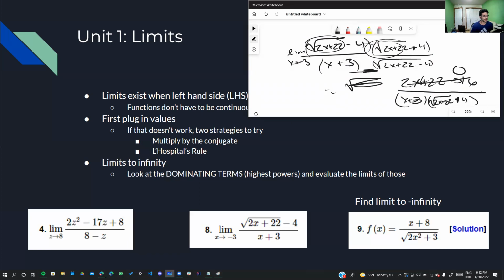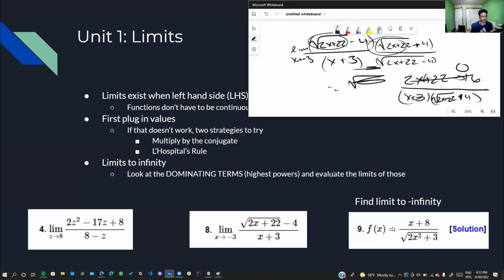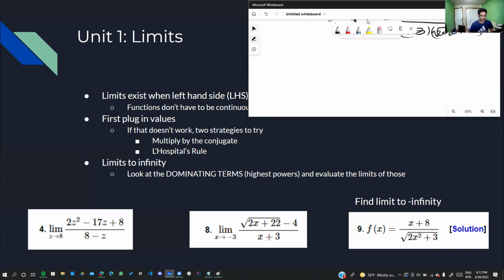And over here on number 9, for example, if we take the limit to infinity, so let's just say the limit as x approaches infinity of x plus 8 over 2 square root of x squared plus 8. In order to do this, you need to look at the dominating terms, because the biggest terms are what's going to take over the limit.